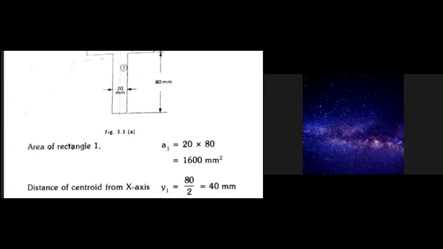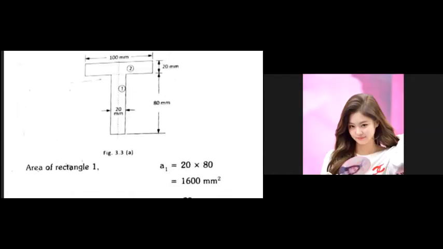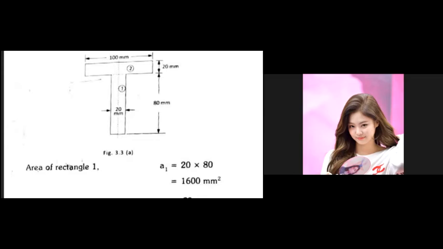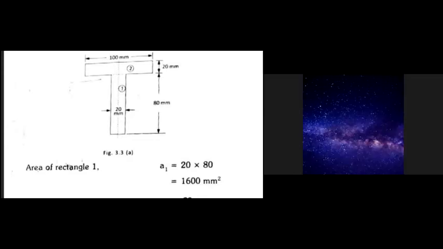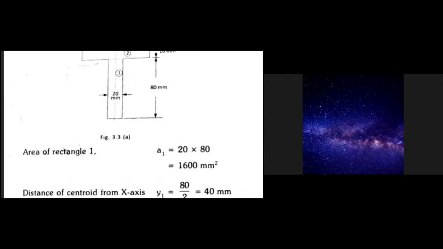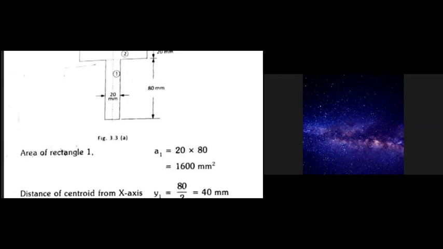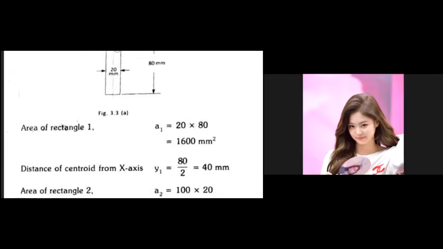And the distance of the centroid from the x-axis, where the x-axis is nothing but the bottom surface of the composite section. The general formula for the centroid of a rectangle is half of its dimension. So the distance of the centroid from the bottom axis, y1, equals d by 2, that is 80 by 2, which equals 40 mm. So this is part A.